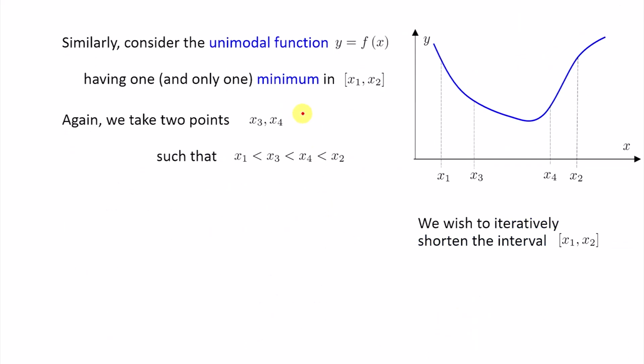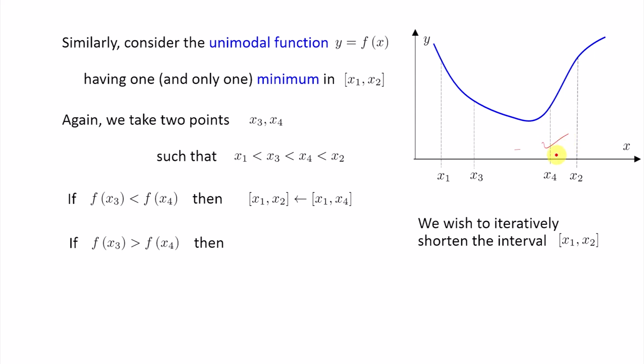Let us look at the opposite type of function, where we have a minimum between x1 and x2. We follow the same rule again. We take x3 and x4 in between x1 and x2, and then we can have two different conditions: f(x3) is less than f(x4), and f(x3) is greater than f(x4). If f(x3) is less than f(x4), then x2 is replaced by x4, so x4 will be my new x2. Similarly, if f(x3) is greater than f(x4), x3 will be my new x1. It is exactly the same procedure.